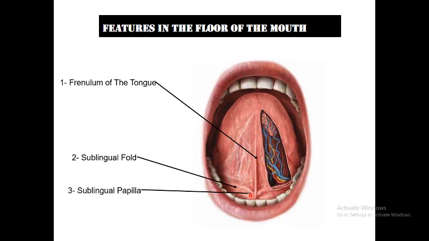Lateral to the sublingual papilla, we have a longitudinal elevation. This is called the sublingual fold. The sublingual fold is formed by the sublingual salivary gland, and the opening of the sublingual salivary gland is on the surface of the sublingual fold.